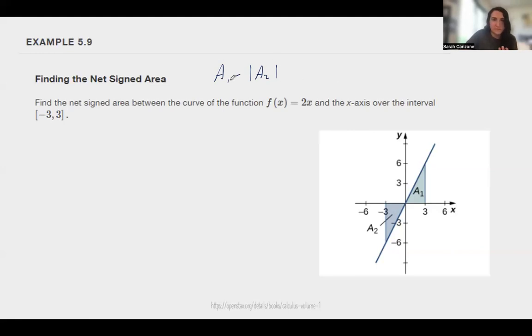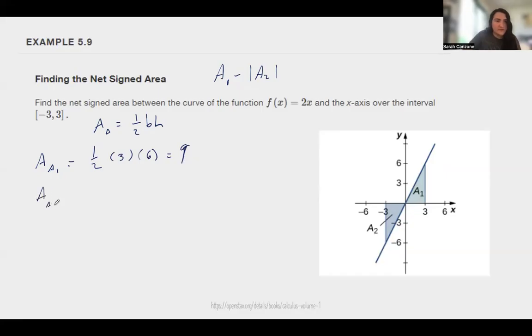That's totally up to you which one would make more sense though. So let's do A1 first. The area of a triangle is 1/2 base times height. So the area of A1 equals 1/2 base, which is 3, times height, which is 6. So 3 times 6 is 18, divided by 2 is 9. So the area of A1 is 9.